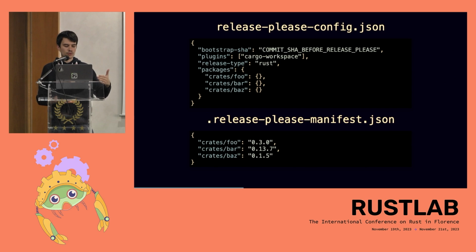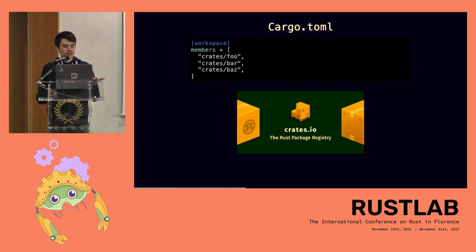Also, you need another configuration file where you write the latest version of the crate before introducing Release-plz. I think this is not a nice experience for beginners. And we already have all this information in the Rust ecosystem, right? We already know all the projects of our workspaces, and we have crates.io and, in general, cargo registries that tell you the latest version of a crate, right?